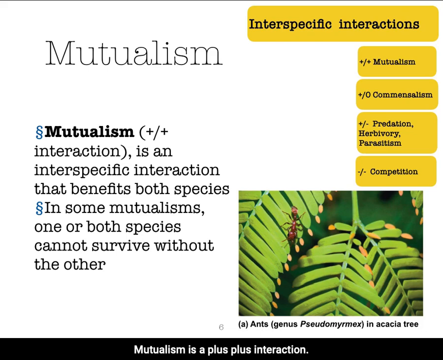Mutualism is a plus-plus interaction. It is an interspecific interaction that benefits both species. In some mutualistic relationships, one or both species cannot survive without the other. Each partner in a mutualistic interaction experiences a cost, but the benefits of the interaction far exceed the cost to the participants. For example, acacia trees and ants are dependent upon each other for survival and reproduction. In other mutualisms, both species can often survive alone.